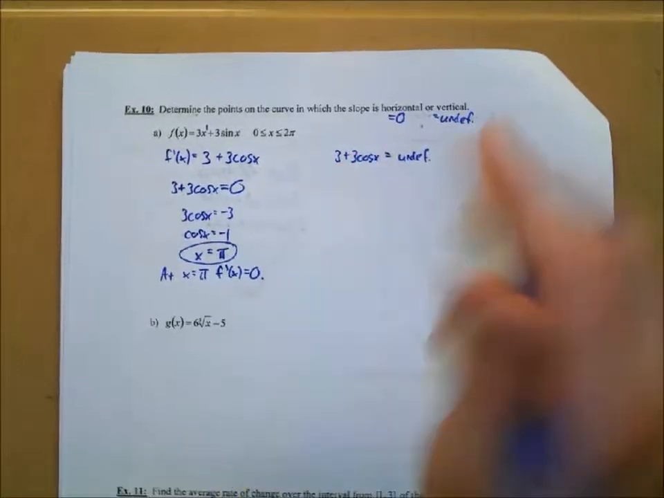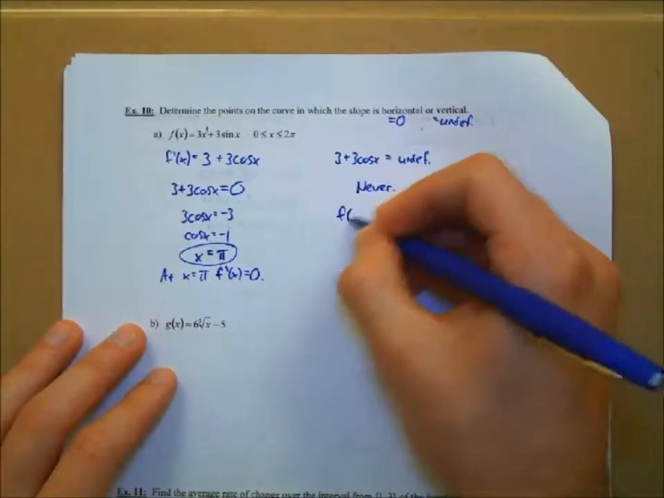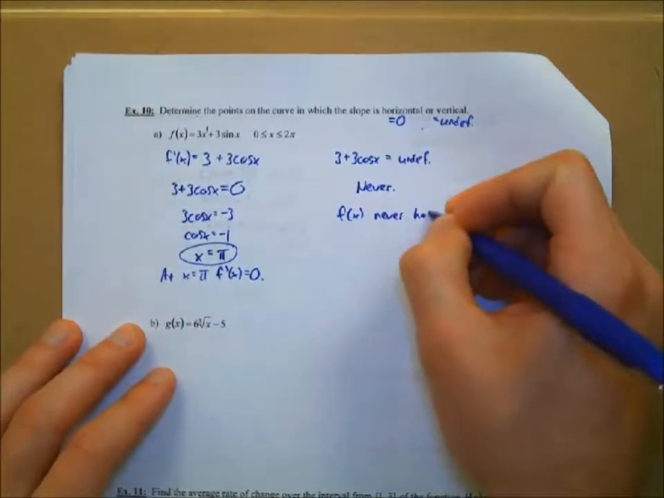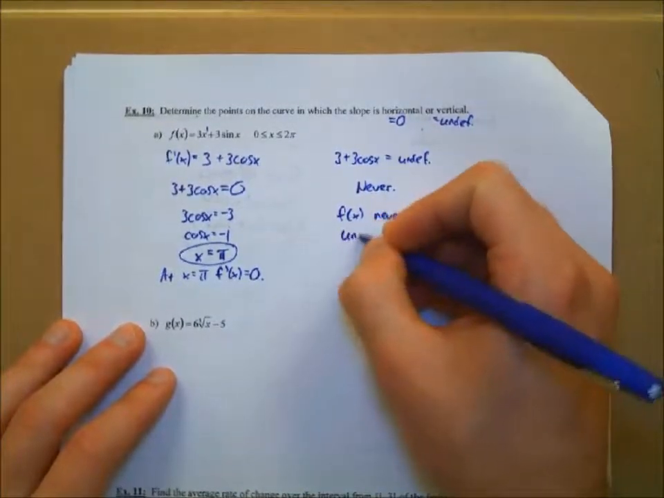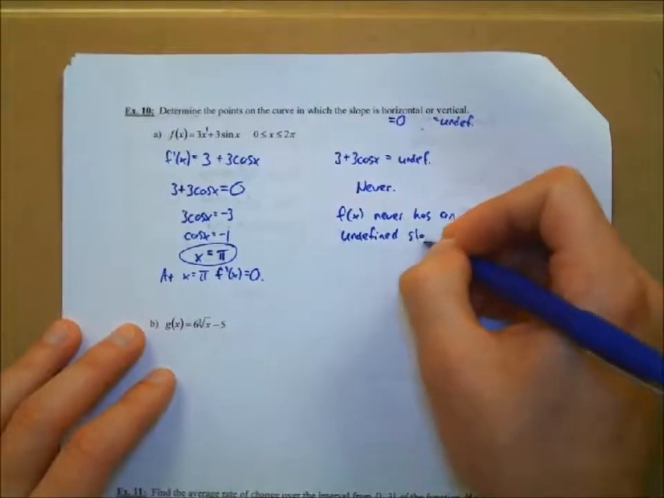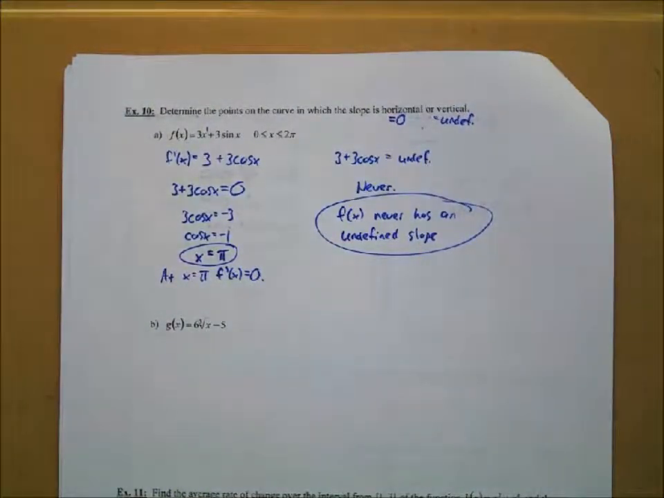And so f of x never has an undefined slope. Okay? Never happens. But Mr. Whitmire, how will we know if we have an undefined slope? Well, just hang on there.